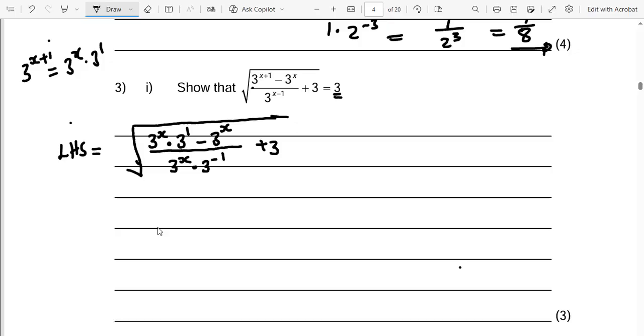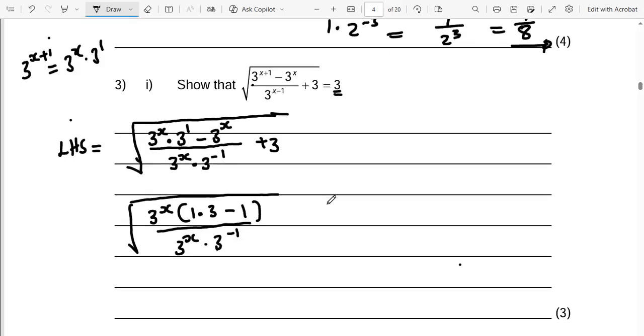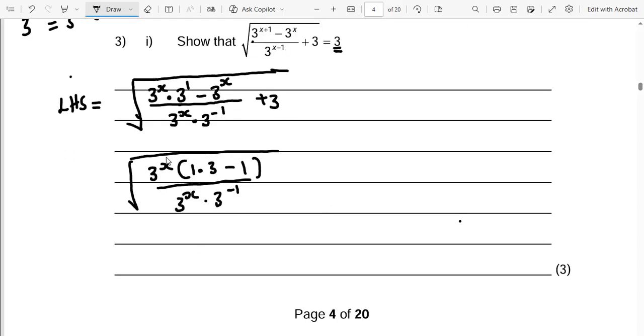On top, I can see that I have a common factor of 3 to the x. I'm going to take out that 3 to the x. Remember, when you take out a common factor, where there was that factor, you need to replace it with 1. So this will be 1 times 3 minus 1, close the bracket. On the bottom, we just leave it as 3 to the x times 3 to the minus 1. Now the x cancels. On top, I'm left with 1 times 3, that's 3, minus 1, that's 2. So I'm left with 2 over 3 to the minus 1.